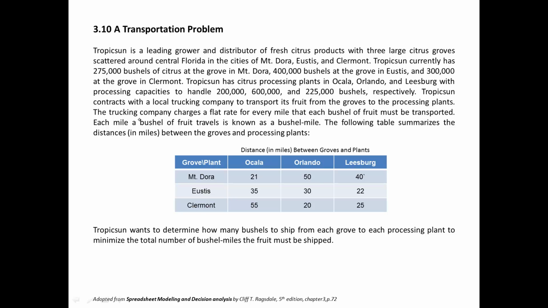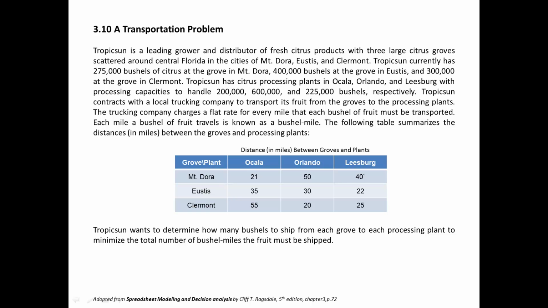And because this trucking company charges a flat rate for every mile that each bushel of citrus must be transported, this company is trying to minimize the total number of bushel miles. Okay, and they want to determine how many bushels to ship from each grove to each processing plant. This table gives us the distance in miles between each pair of grove and plant.